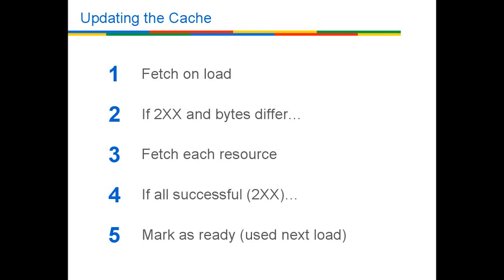Then it will attempt to fetch each and every one of the resources in the manifest. It has no idea of just some resources have changed but not others. It'll try all of them. Now, if they're all successful and they get 2XX response codes for all of them, then the cache is marked as ready and will be used on the next page load. So you'll never get a different image just because you pulled it out of the DOM and put it back again and the cache expired in between. That can't happen.